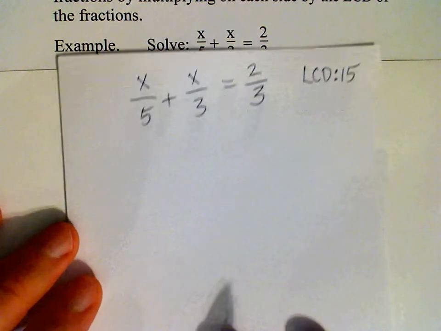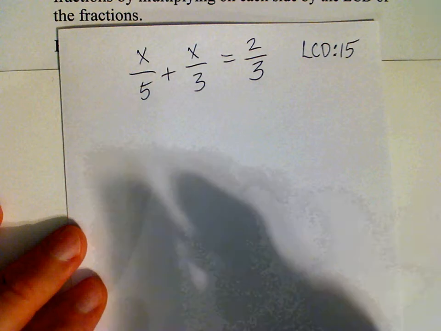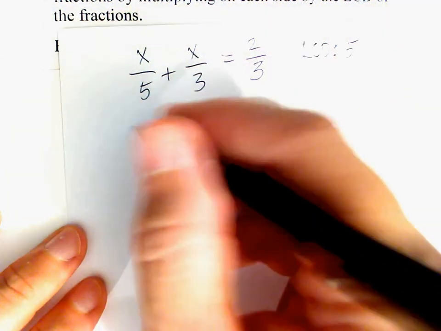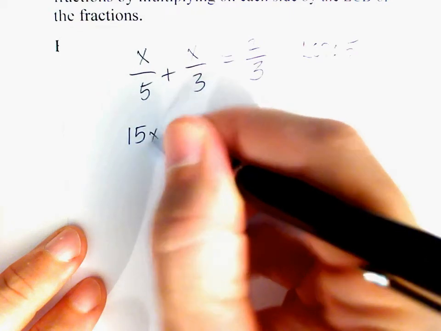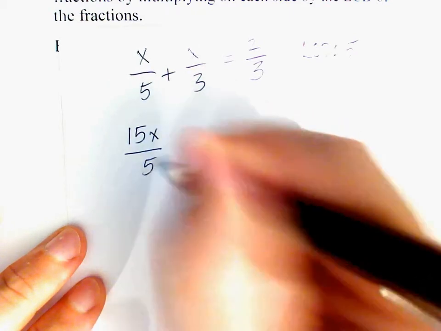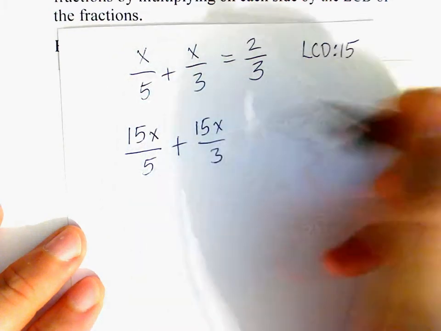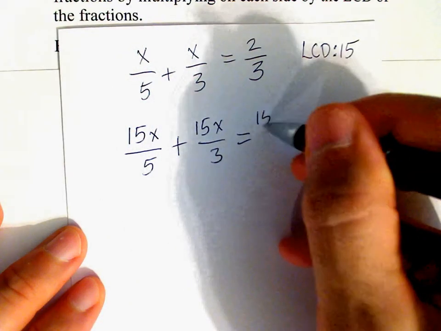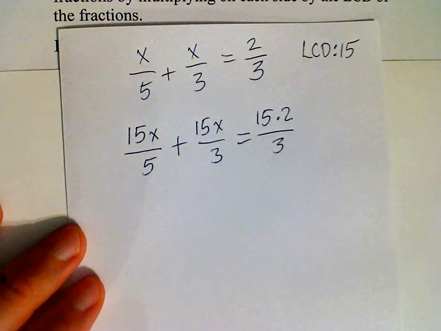Okay, now see what happens if we multiply each fraction by 15. Remember, when you multiply a fraction by a whole number, that whole number just goes to the numerator, it does not go to the denominator. So that gives us 15x over 5 plus 15x over 3 is equal to 15 times 2 divided by 3.